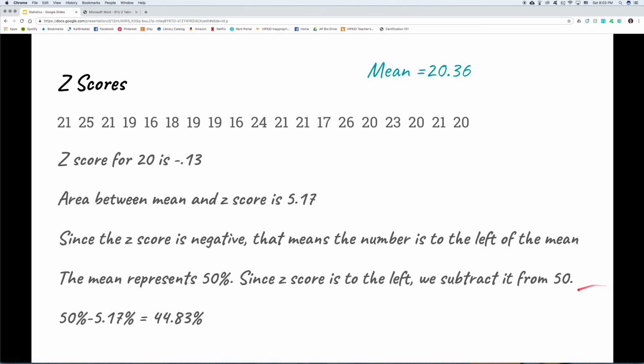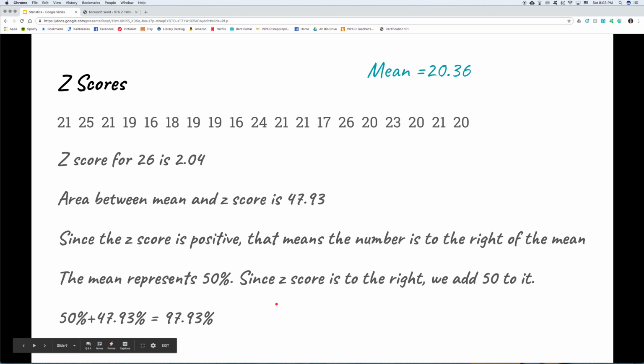And since the z-score is to the left, it's negative. That means we subtract it from 50. So you take 50%, subtract 5.17%, and you get 44.83. So that means that 44.83% of the scores are less than 20.